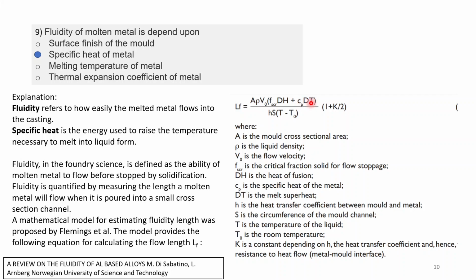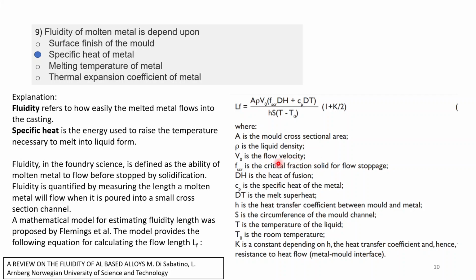There are various factors; you don't need to remember this formula. This is just for telling why the correct answer is specific heat of metal. Now in this formula Cp is there, so Cp is the specific heat of metal. A will be the cross section of the mold that you have used. Rho is your liquid density.